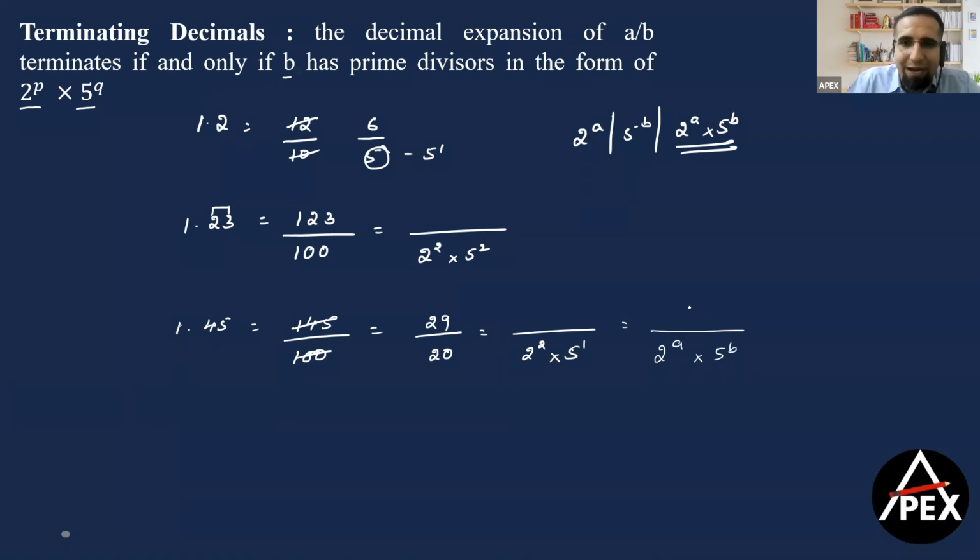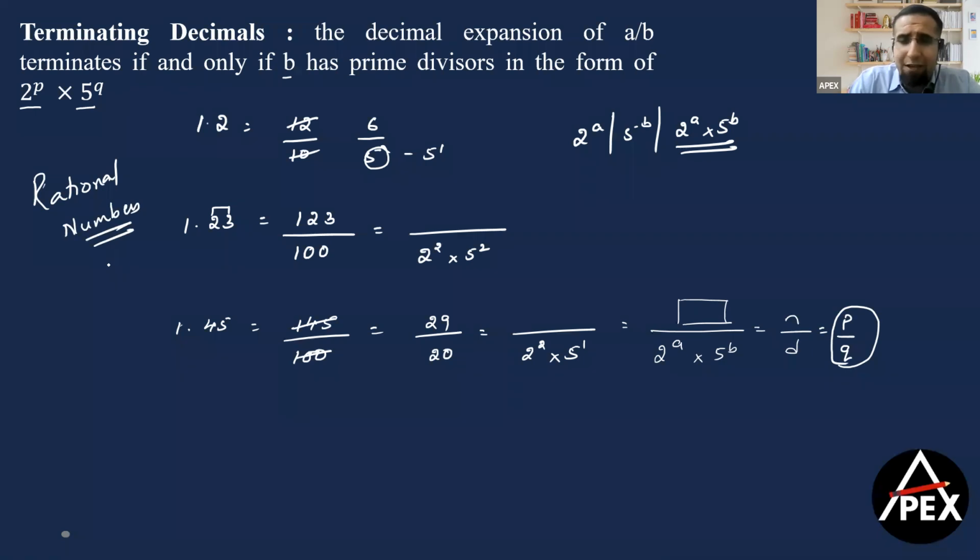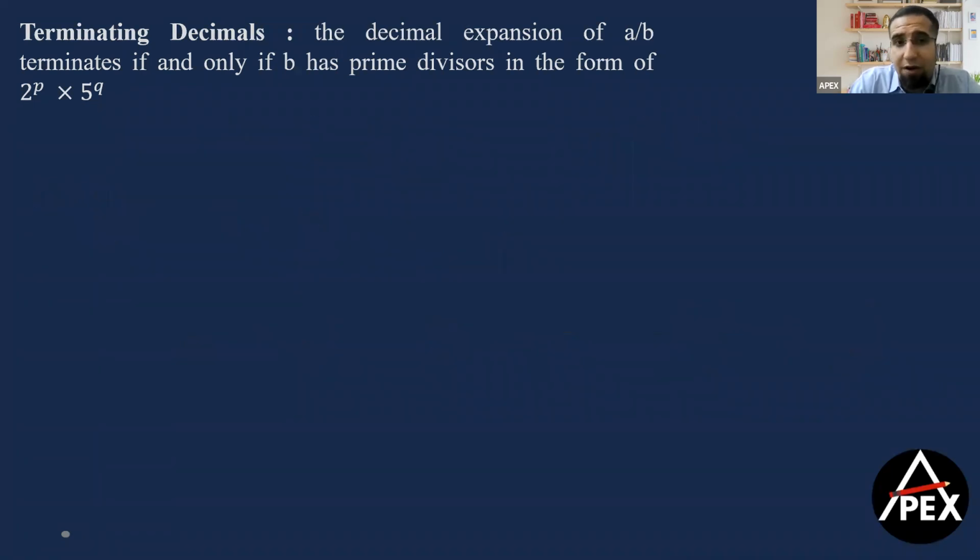Having said that, since I'm writing it in the form of numerator divided by denominator, this number can be written in the form of p by q. Clear? And if this number is written in the form of p by q, that means terminating decimals are also called rational numbers. Clear, guys? So it is very clear that among decimal numbers, terminating decimals are rational numbers.